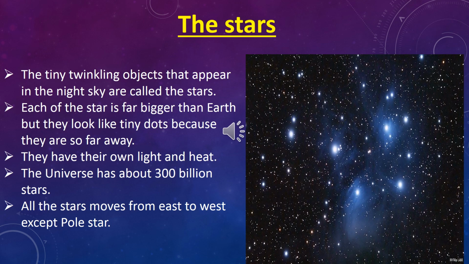They have their own light and heat like the sun. Most of the planets borrow light and heat from the sun, like the moon borrows its light and heat from the sun. But stars have their own light and heat. The universe has about 300 billion stars. Can you imagine? So many in number. All the stars move from east to west except the pole star. Pole star is the only star which does not move from east to west.